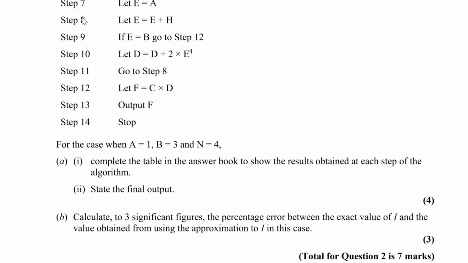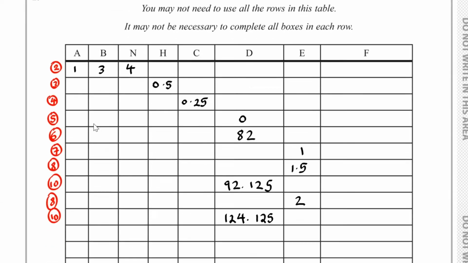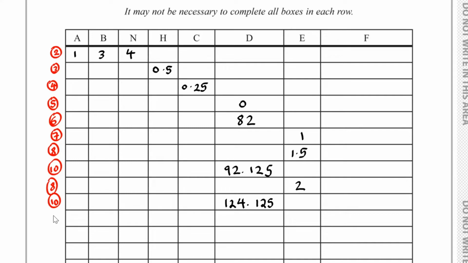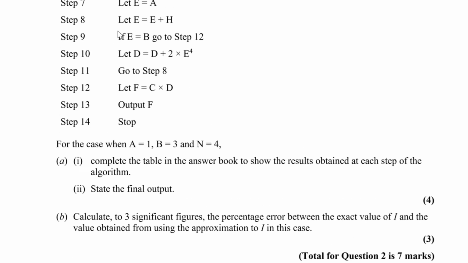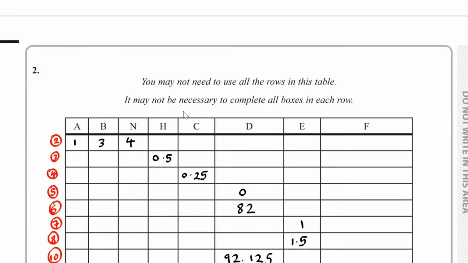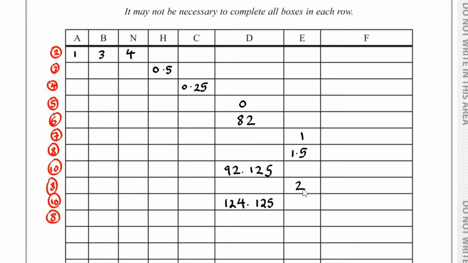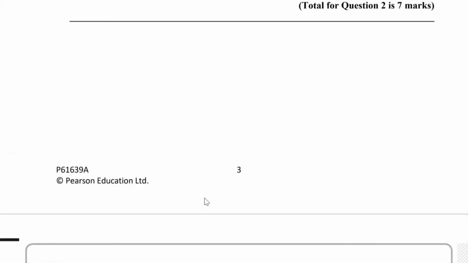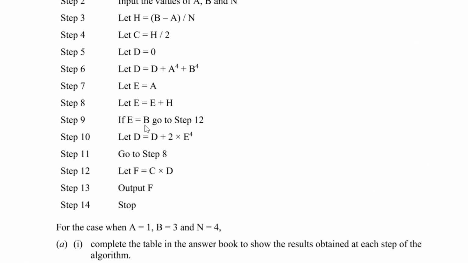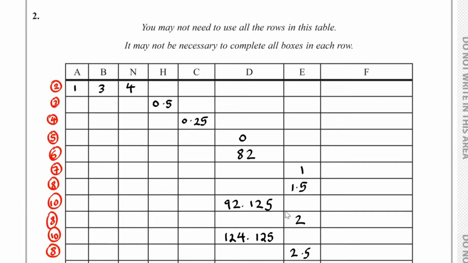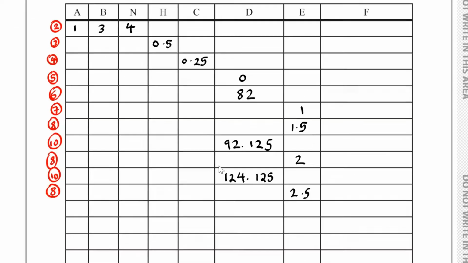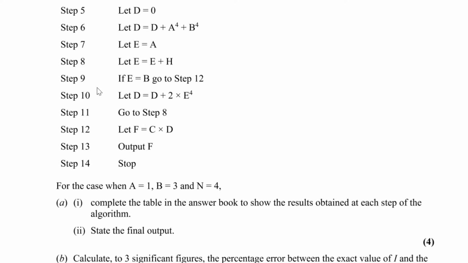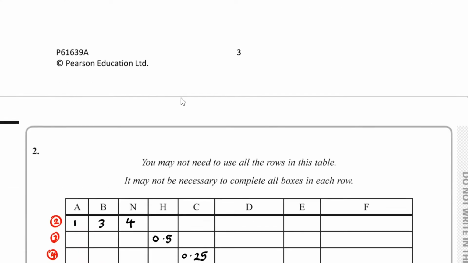We now move on to step 11, where we go back to step 8. So we now go back to step 8, and in step 8 we have to let e equal e plus h. So we have e, which is 2, plus h, which is 0.5, so we end up with 2.5. And now after step 8, if e equals b, we have to go to step 12. 2.5 does not equal 3, so therefore we cannot go to step 12. Instead we go to step 10, where we let d equal d plus 2 times e to the 4.